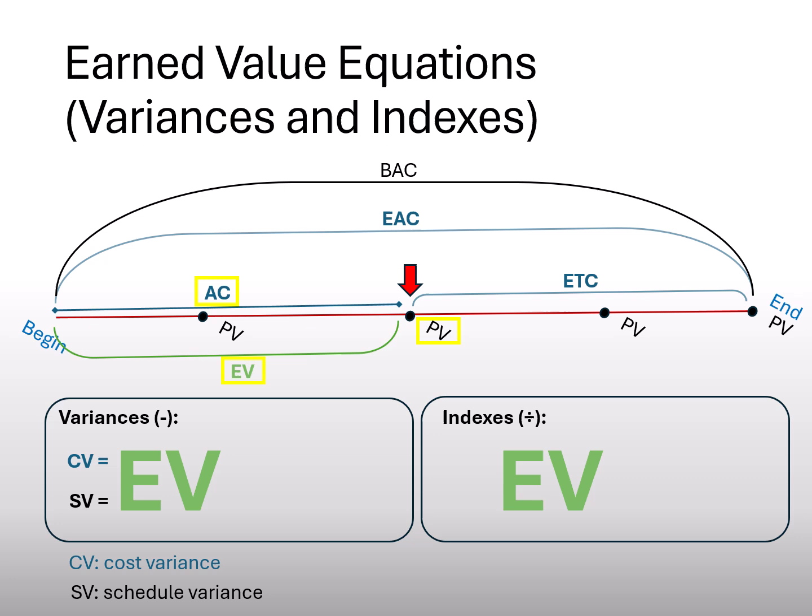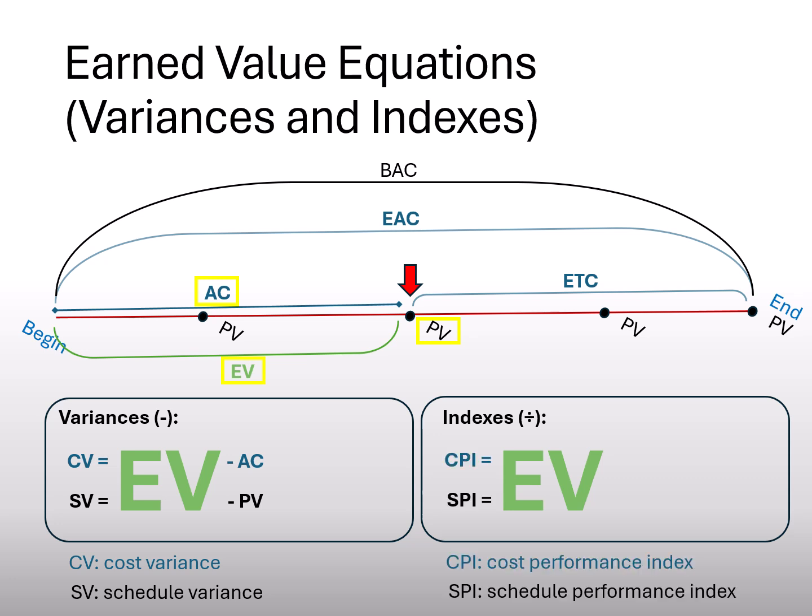And to calculate the cost variance, I subtract the actual cost. And for schedule variance, I subtract what I had planned, so the PV. Now for the indices, the calculations are related. The first index is related to cost, and the second one is related to the schedule. To compute CPI, we divide by AC. To compute SPI, we divide by PV.